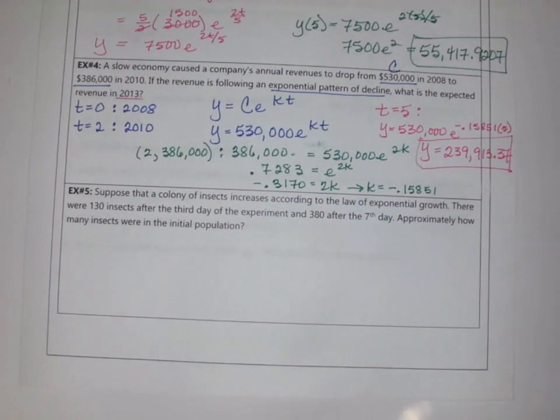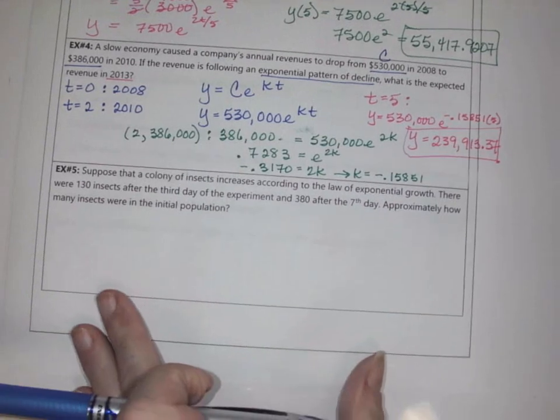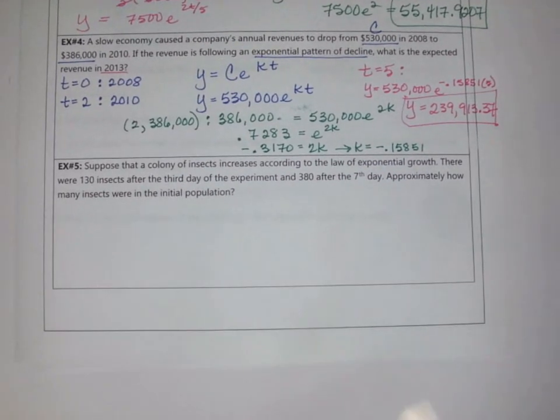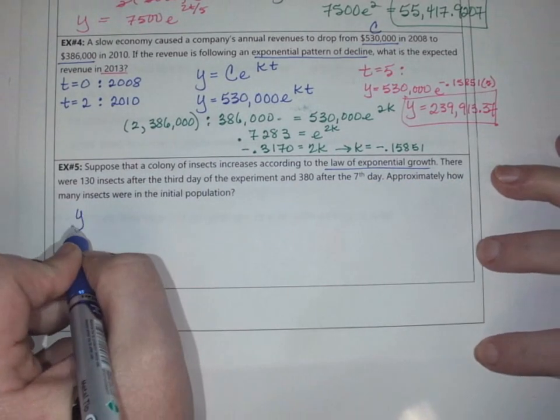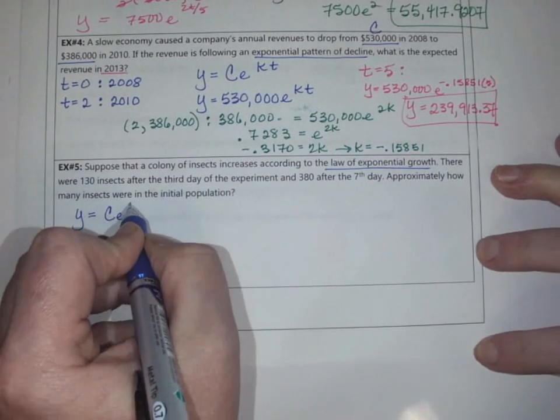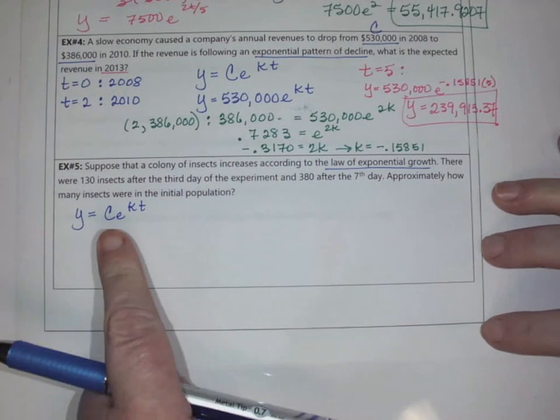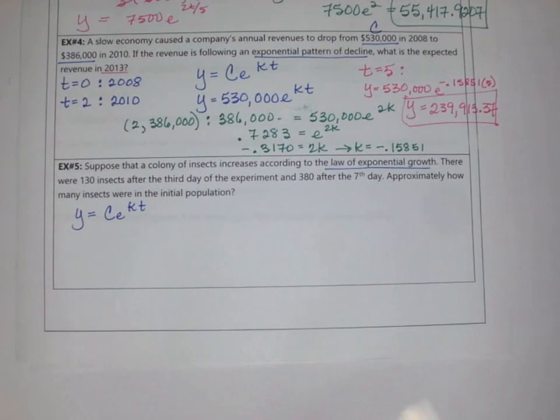All right, number 5, suppose that a colony of insects increases according to the exponential growth. There were 130 insects after the 3rd day of the experiment and 380 after the 7th day. Approximate how many insects were in the initial population. So we know it's according to the law of exponential growth. So we know y is equal to c e to the kt. The problem is this time they didn't give us c. They gave us 2 sets of data.